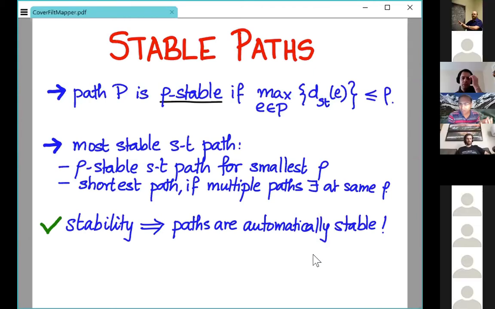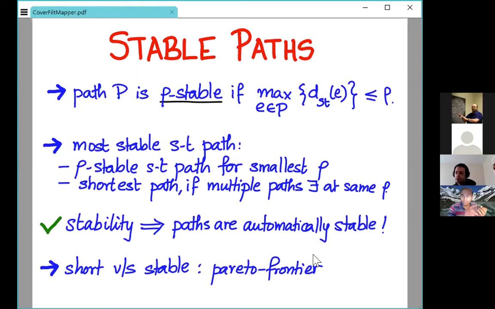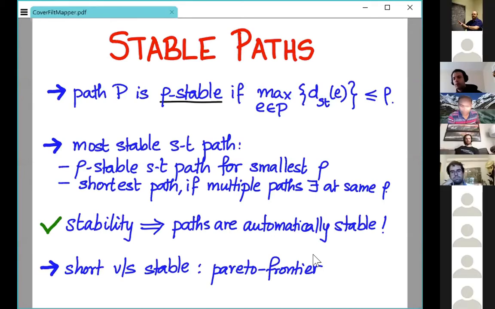So of course, a short path in the 1D mapper need not be the highly stable path or the most stable path anyways, and vice versa. So you might want to take a large number of hops or a path with a large number of edges, and that might be more stable than a short loop. So these two notions of short paths versus stable paths, there is actually a Pareto frontier that we might want to explore. And so rather than giving the most stable path or the shortest path from S to T, you might want to study a sequence or a collection of them at the Pareto frontier. And that's what we do from the applications point of view.